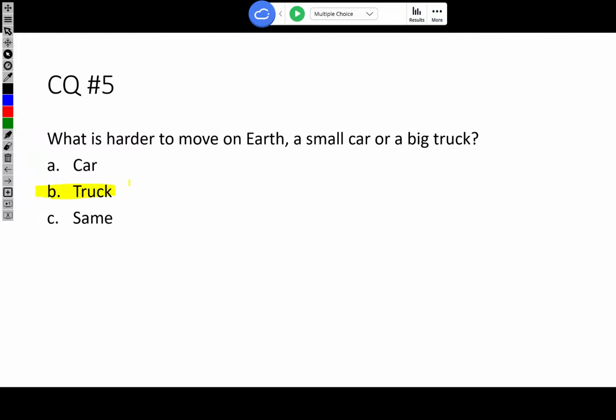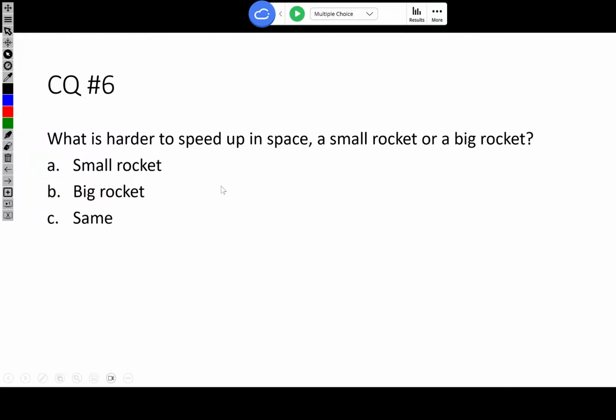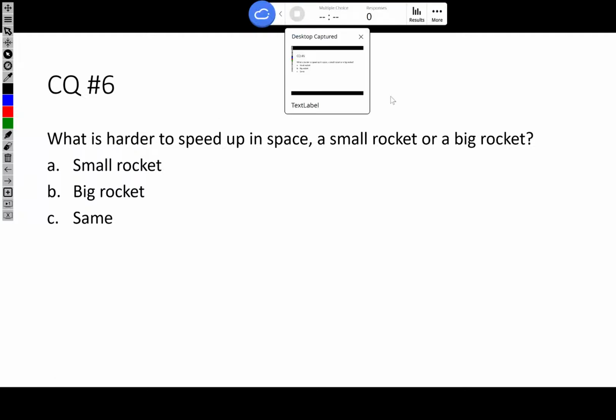All right, so the classic. What's harder to speed up in space? A small rocket or a big rocket? Small rocket, big rocket, are the same. So basically, the same problem, but you're in space now.